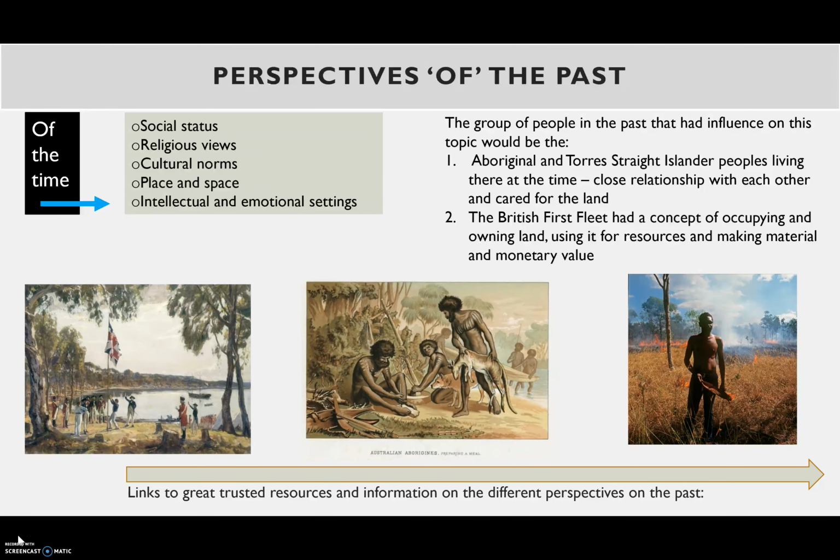So for perspectives of the past, we need to be mindful of social status, religious views, cultural norms, place and space, and intellectual and emotional settings of the time. So the group of people in the past that had influence on this topic would be the Aboriginal and Torres Strait Islander peoples living there at the time, and their notice of the close relationship with each other and their care for the land. However, with the British First Fleet, they had a concept of occupying and owning land, using it for resources and making material and monetary value from it.